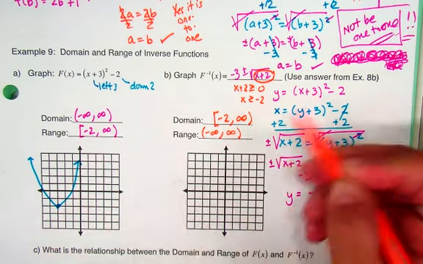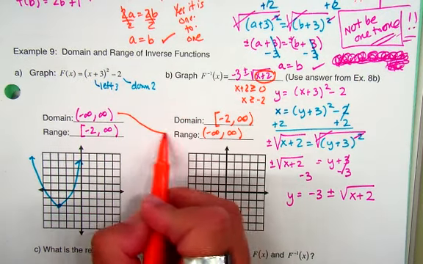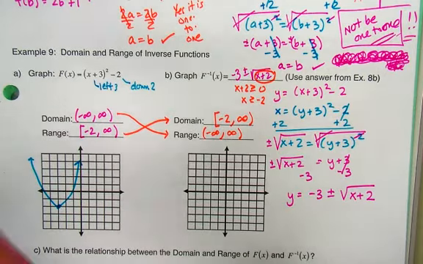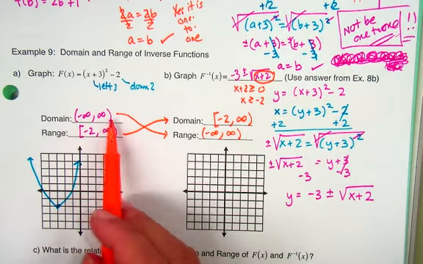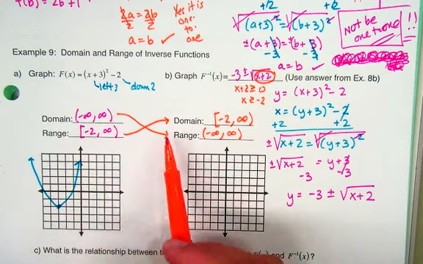Now, what do you notice about domain and range here? Yeah, they switch. Does that make sense? Well, yeah, because in order to find the inverse, I just switch my x's and my y's. So my original domain is now going to be the range of my inverse. My original range is now going to be the domain.